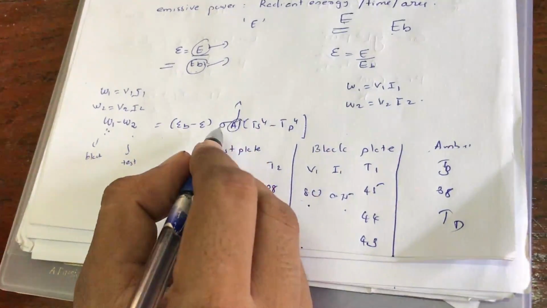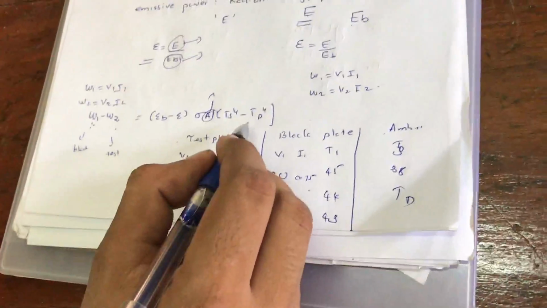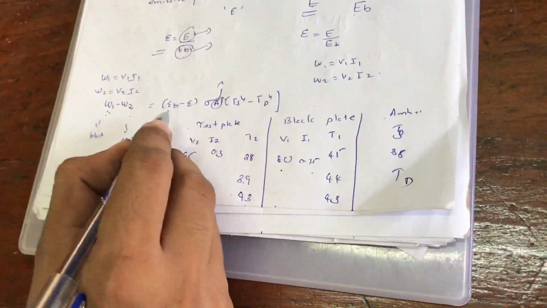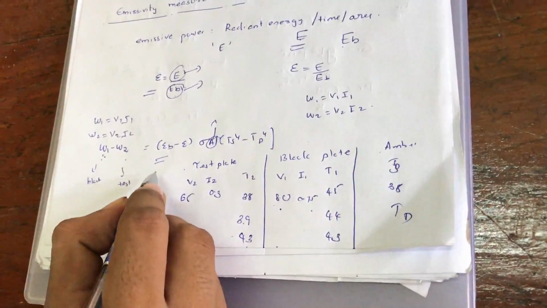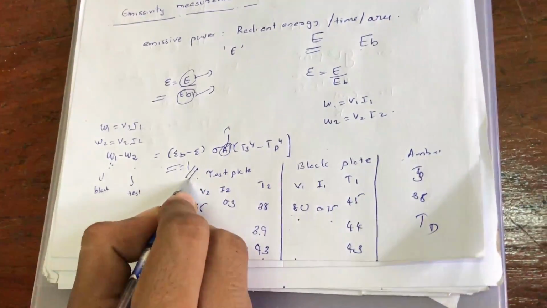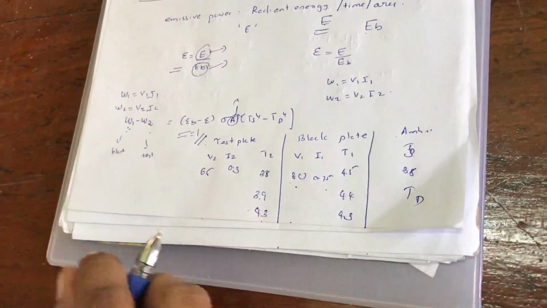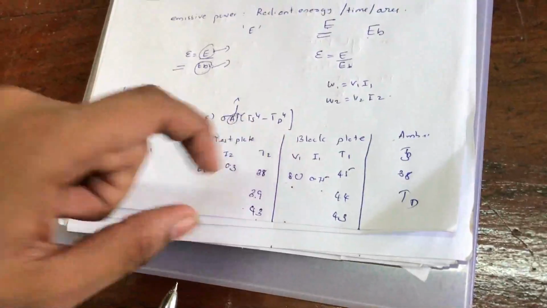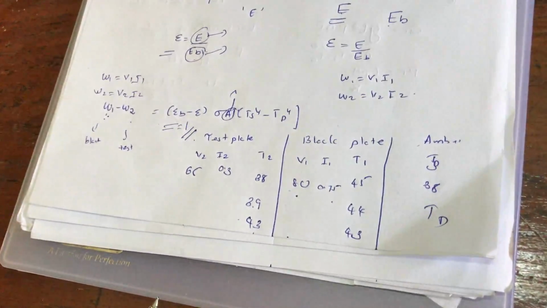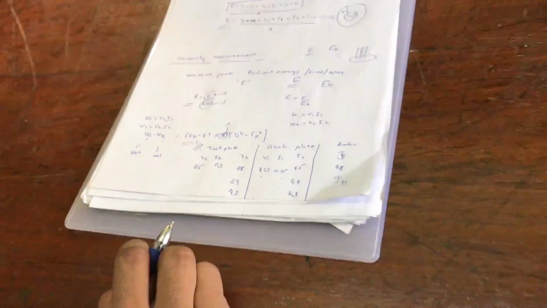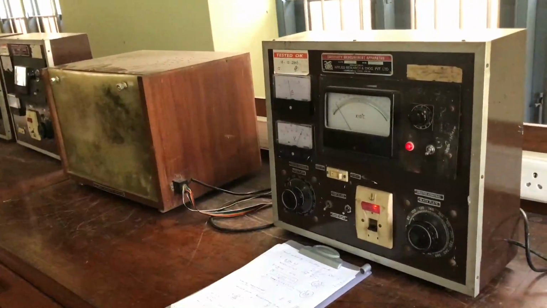Also, Ts, the surface temperature, is obtained, Td is the ambient temperature, and epsilon B, the emissivity of the black plate, is 1. So by using the given values and Ts, Td, which are obtained by this experiment, we can calculate epsilon, the emissivity. That's how we find the emissivity of the given plate by using the emissivity measurement apparatus. Thank you.